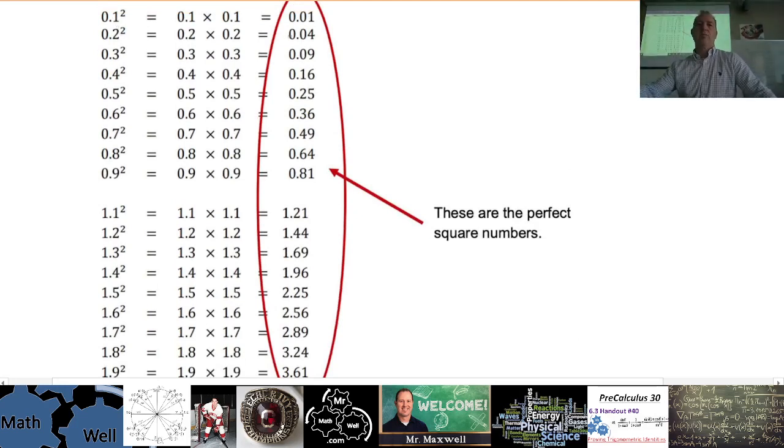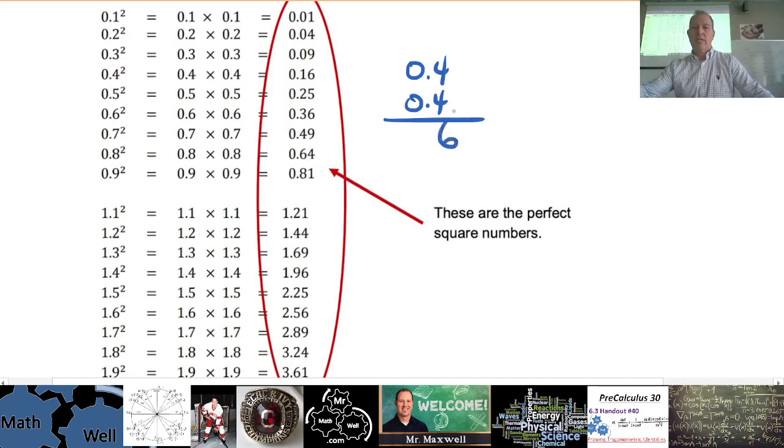So 0.1 squared is 0.01. We talked about that one already. Notice that the numbers 1, 2, 3, 4, 5 are related to their perfect squares, 1, 4, 9, 16. It's just that the decimals are a little bit weird, right? So a couple ways you can think about this. 0.4 times 0.4. Remember how you used to do this in elementary school? 4 times 4 is 16. 4 times 0 is 0. Carry the 1. 0 times 4, 0.